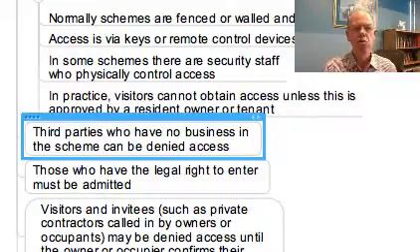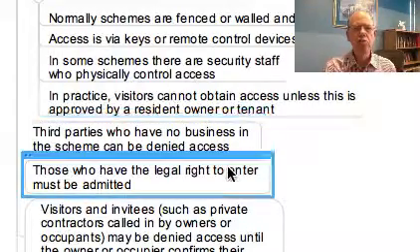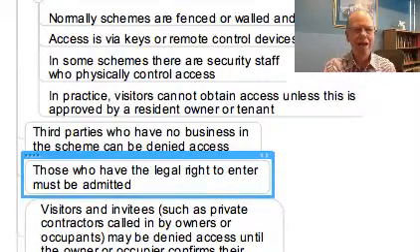Third parties who have no business in the scheme can be denied access. Simply because you're a citizen of the Republic of South Africa does not mean that you have a right to come into a sectional title scheme in which I own a unit. Those who have the right to enter private properties, generally speaking, must be admitted.